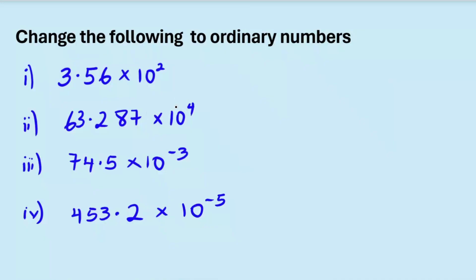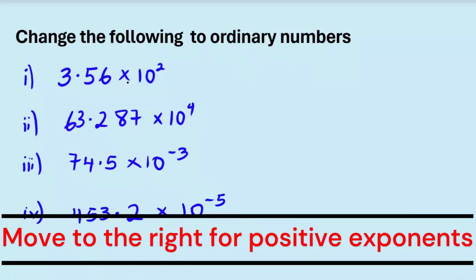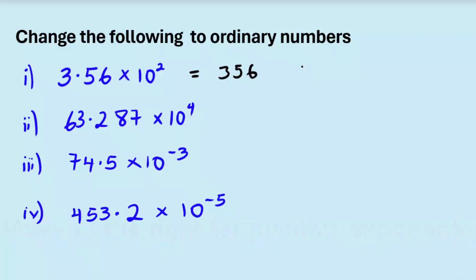So what do we do? That's very, very simple. If you have a positive exponent, just move to the right. So it's just the opposite of what we just did. So this number is going to be 356, just like that. We have moved the decimal point 2 times to the right, that's 1, 2. So the point is going to be here, 0. But you can decide not to bring the 0. So that is why I just wrote 356.